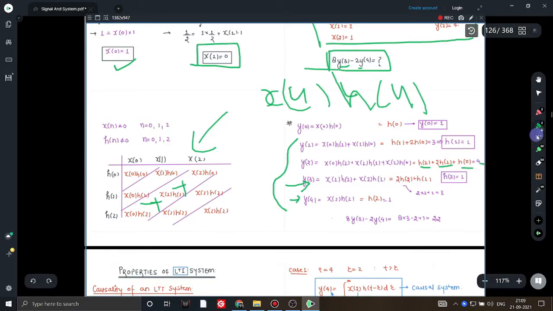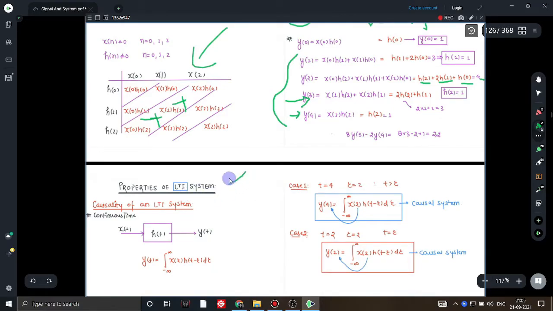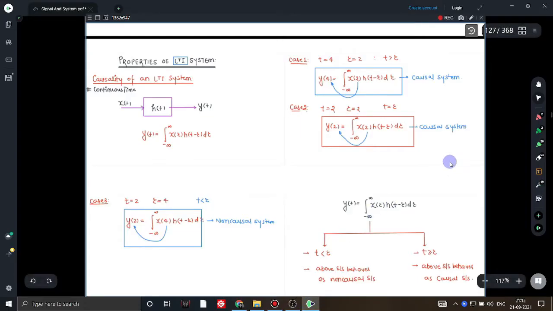Now moving forward, we get to this new topic, which is the properties of LTI system. So the first property is causality of an LTI system.